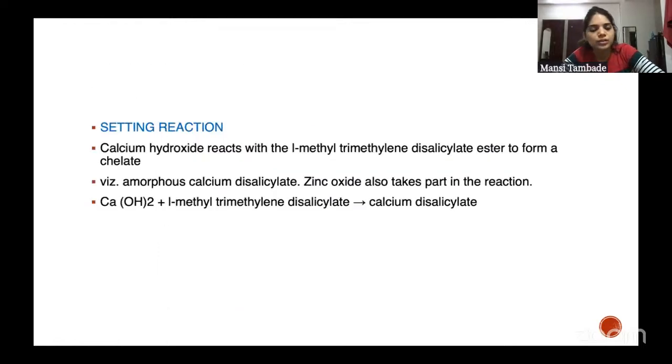Then the setting reaction, this is also an important part of your answer. You should definitely write it if calcium hydroxide cement is asked. Calcium hydroxide reacts with butylene glycol disalicylate ester to form a chelate, amorphous calcium disalicylate. Zinc oxide also takes part in the reaction. This is how the reaction takes place. Calcium disalicylate is formed.